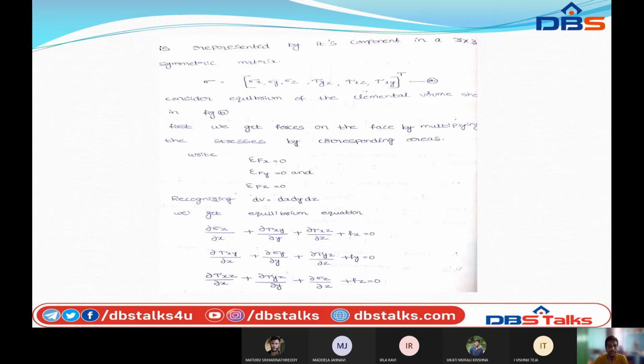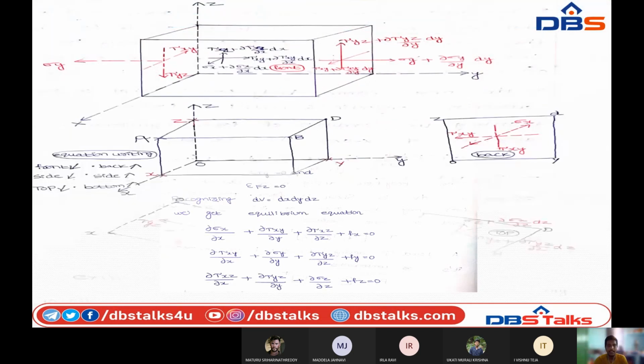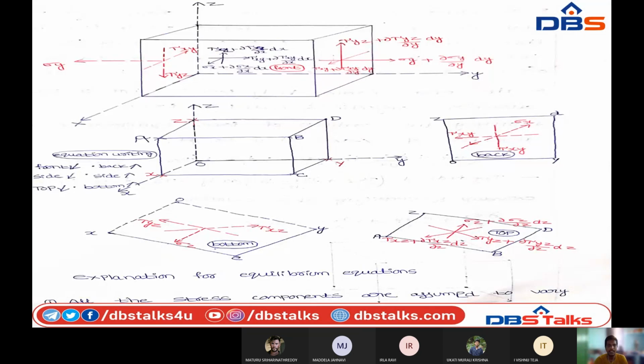Observe, these are the three important equilibrium equations in finite element method. One is the horizontal component of force Fx, the vertical component will be Fy, and the depth component will be Fz in three dimensions. After that, I am taking the equilibrium body. This is an important question in finite element method.